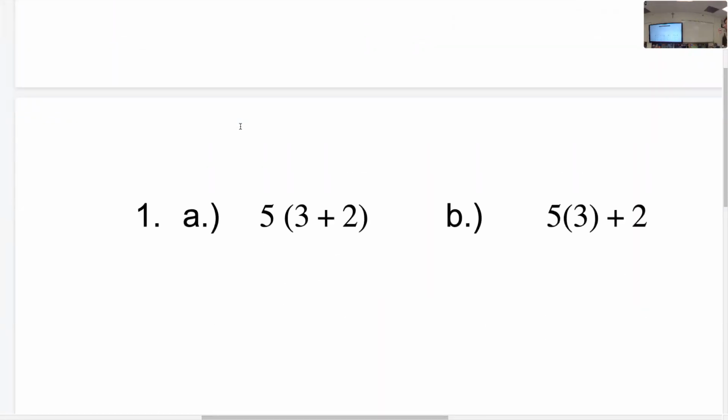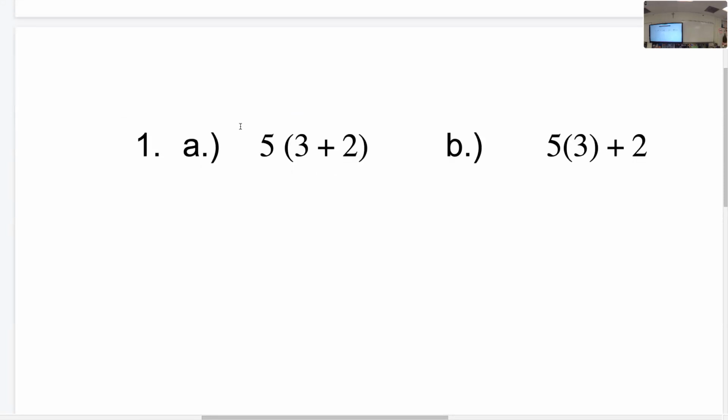All right, so I put numbers on. So here we have 2 problems, and they're very similar, right? These are 2 very similar problems, okay? But I will say, let me go with this line. They both have 5, 3, 2. They both have addition, okay?